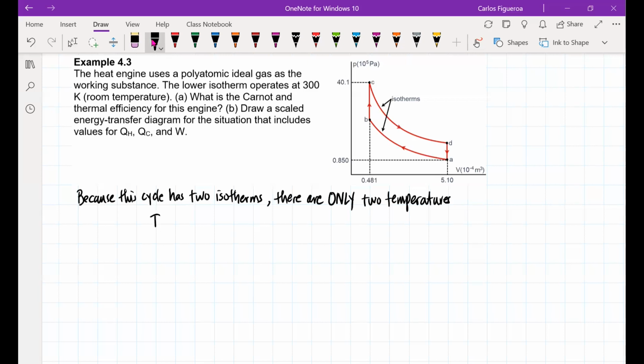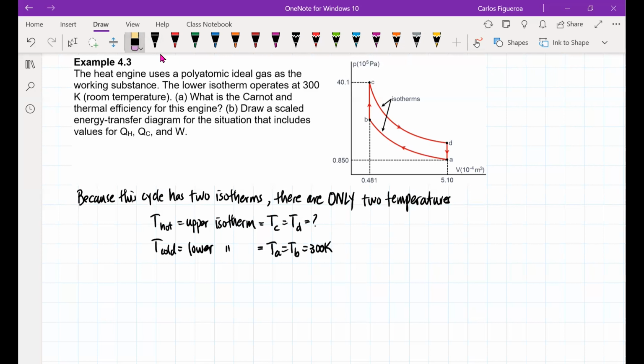So that means if I have the Q hot, that's the upper isotherm. And that is TA, TB, and we don't know what that value is. Then we have T cold, which is the lower isotherm. This is TA equals TB, and this is 300 K. And you could see right away, I have a labeling error because this should be C and D.